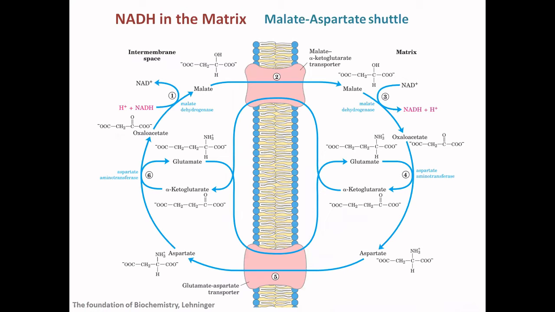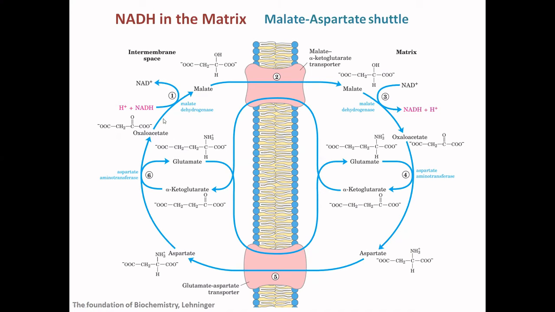So we know that there is a synthesis of NADH in the cytoplasm, and the inner mitochondrial membrane is impermeable to NADH. So how is the NADH reaching the matrix of the mitochondria, where it donates its electron to the electron transport system? Here you can see that this is achieved through the process of the malate-aspartate shuttle.